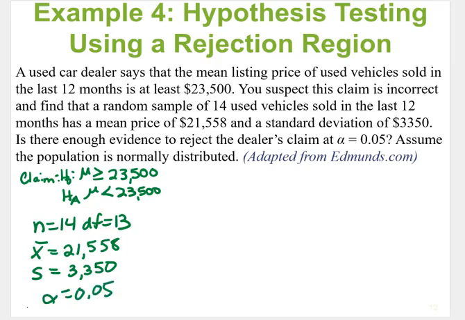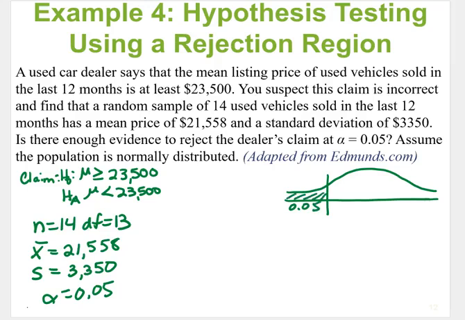All right, assume it's normally distributed. Okay, excellent. So we can proceed with our problem. Look at your alternate. This is going to be a left tail, right? Because it's less than. So my picture is going to be a left tail only. I need that left tail to be 0.05.